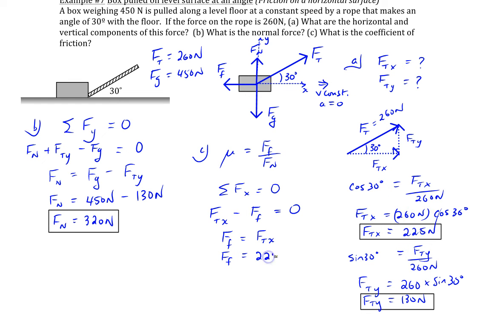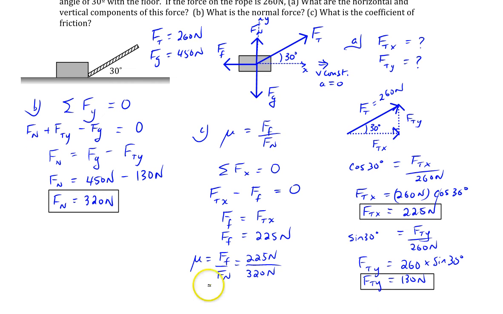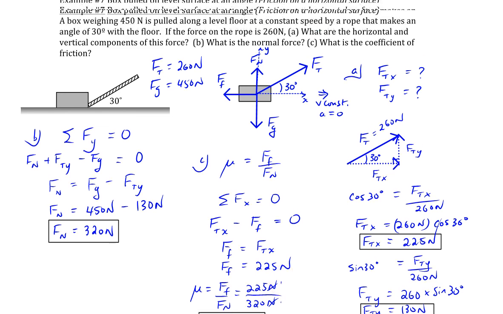which is equal to 225 newtons approximately. So if we want to find the coefficient of friction, mu, we take the force of friction and divide it by the normal force. So it's 225 newtons divided by 320 newtons. And that gives us an answer of 0.703. Notice there's no units because the newtons at top and bottom will cancel. And that's it for this example number 7.